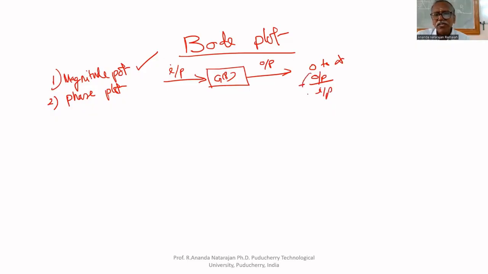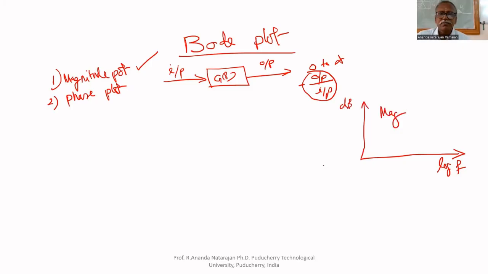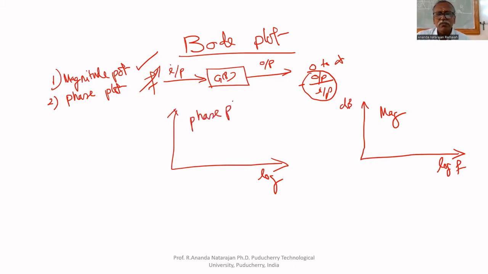If you find the ratio of output magnitude by input magnitude and plot it in decibel scale, with the x-axis in logarithmic scale and the y-axis in decibel scale, then it is called the magnitude plot. The phase plot is, for varying frequencies, the phase shift in the output for every frequency. If you plot that, it is called the phase plot.